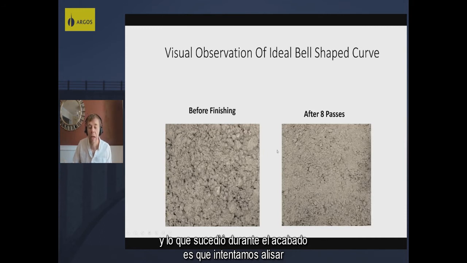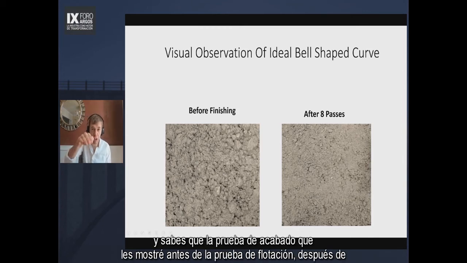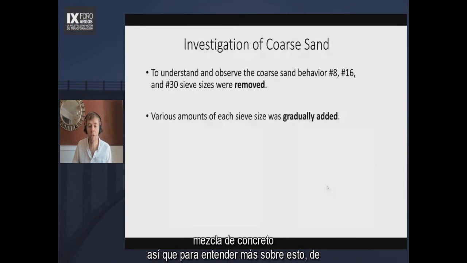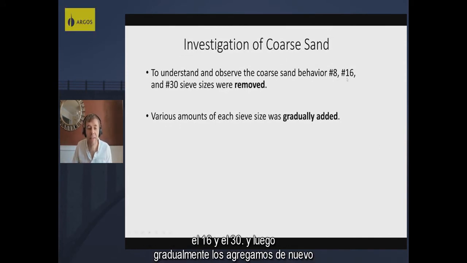And what happened is our concrete during finishing, when you try to smooth it, before finishing it looked like this. And you know that finishing test I showed you before, the float test, after 8 passes, it looked bad. It took 30 passes to finally make it smooth. And that's not good. That's not a good concrete mixture. So to understand more about this, we actually removed some of these sieves. We removed the 8, the 16, and the 30. And then we gradually added them back in to see what would happen.